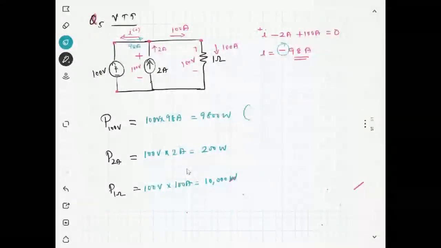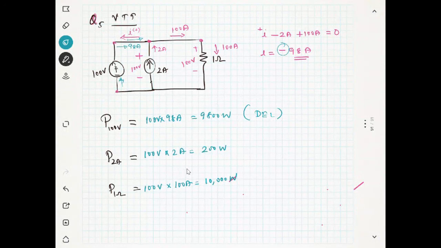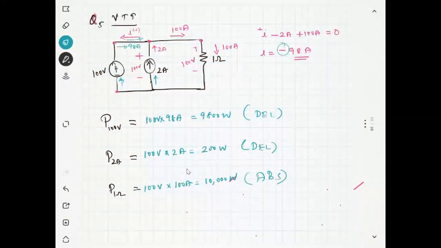Now what about this one? You can see here this current is moving in this direction, so this current is entering the negative terminal, so it is delivering the power. And for the 2 ampere source, you can see the current is moving in this direction, so it is entering the negative terminal. Again, it is delivering the power. And this one is a resistance, blindly you can say it is absorbing the power. Is it clear?